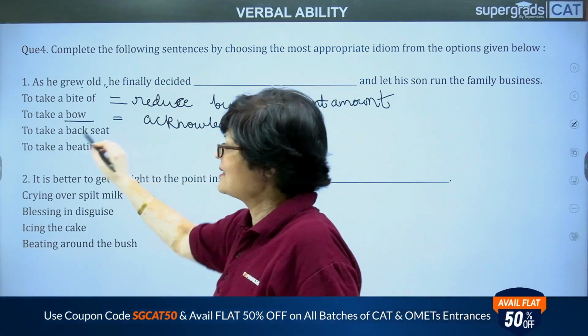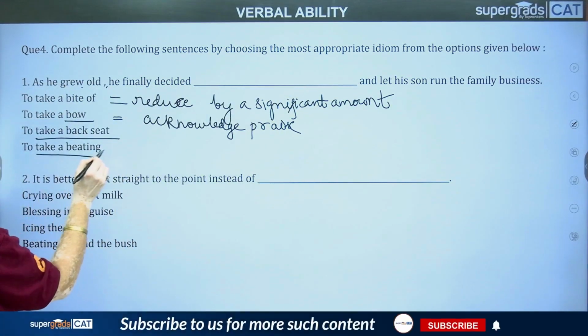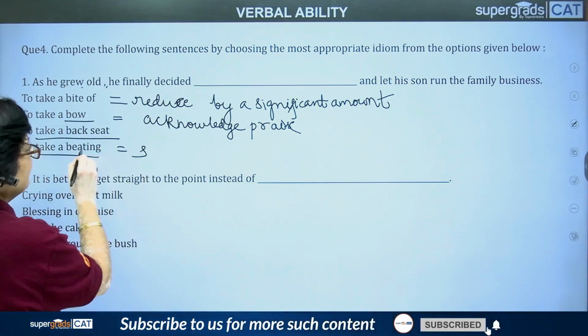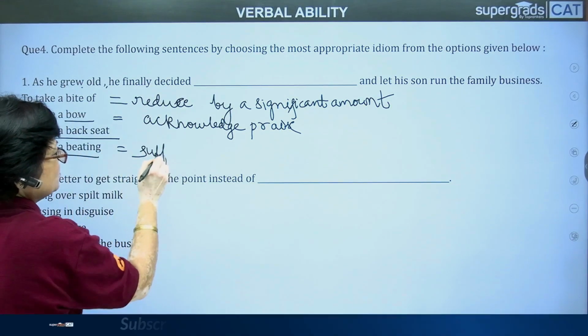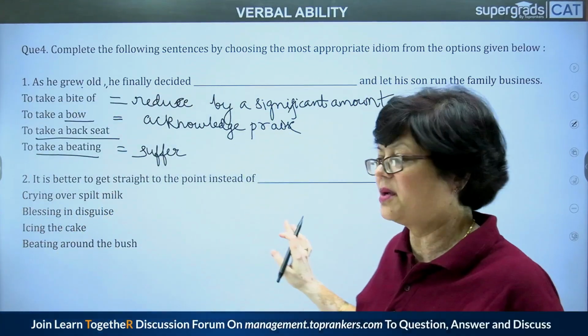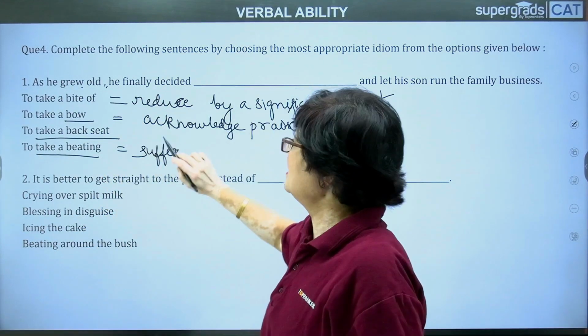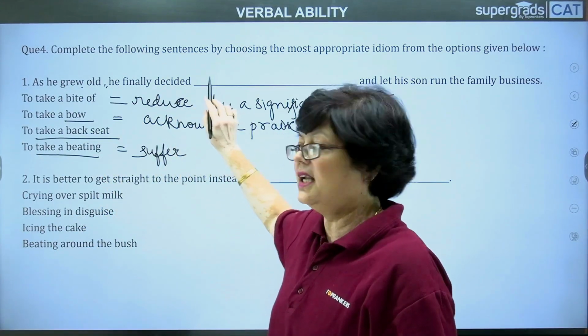To take a back seat. Let us see this fourth one also. To take a beating means to suffer a lot, to suffer due to some reason. So the sentence is not talking about suffering. Neither are these two meanings fitting in here.